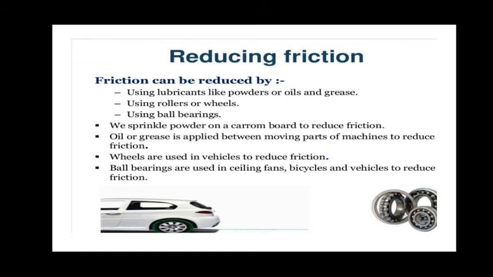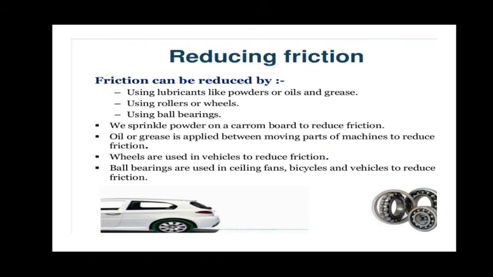Friction can be reduced by using lubricants like powders, oils or grease. You must have used oils and grease in your day-to-day activities, on machine parts. Whenever you hear a cracking sound, or whenever friction is created between two rubbing machine parts, you will use oil or grease. Similarly, powder can also reduce friction, like while playing carrom you use carrom powder to reduce the friction between the two rubbing surfaces.